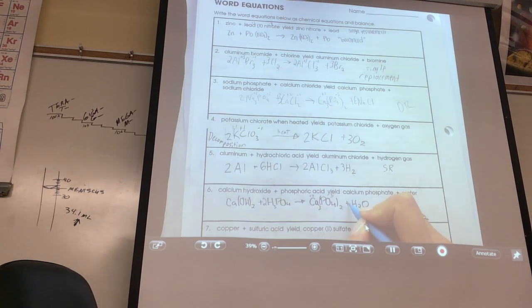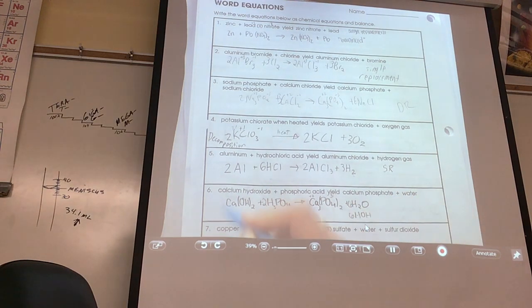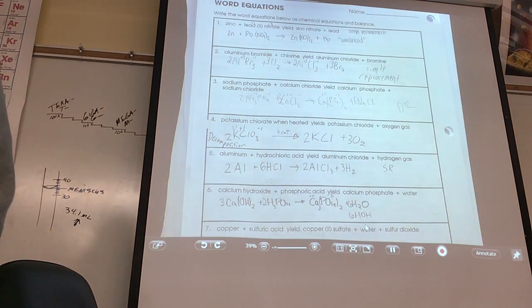So how are we going to make 6 hydroxides? Then you do 3, and then you... very good. 3 calciums and 2 phosphates. Nice.